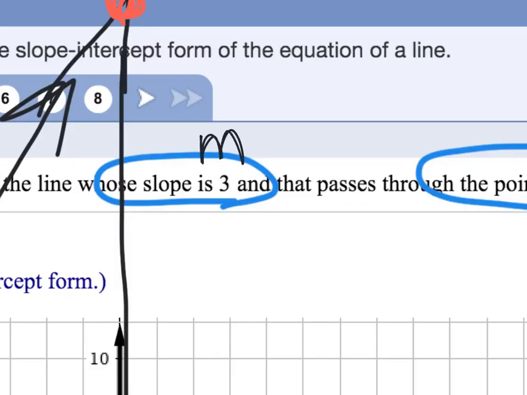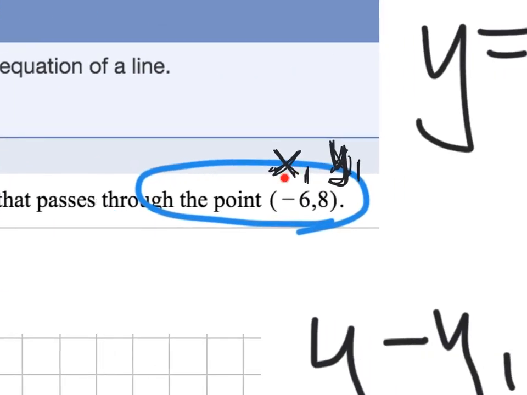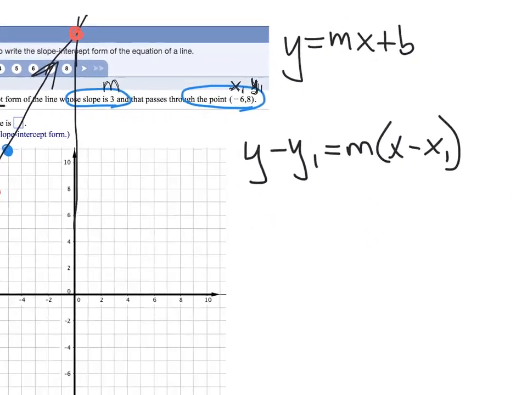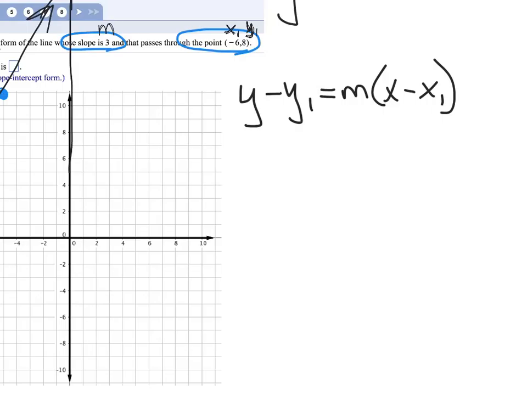Now that we know what m, x1, and y1 are, we can insert them into our equation. y stays the same, minus y1, which is 8 for this problem, equals m, which we replace with 3, and then in parentheses, the x stays the same.